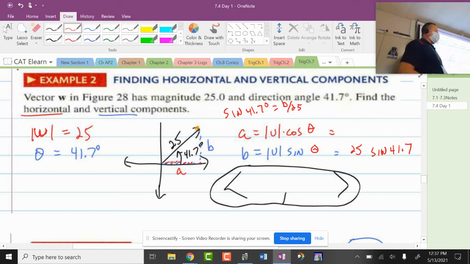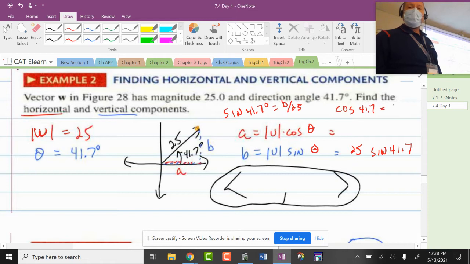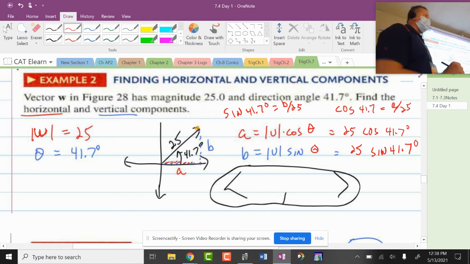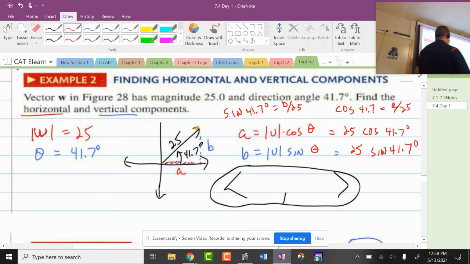And then with A being the adjacent side, it's cosine of 41.7 equals A over 25, multiply both sides by 25. It's not a formula, baloney. It's math 2, trigonometry. It's chapter 1, trigonometry. Okay? And then you press enter.